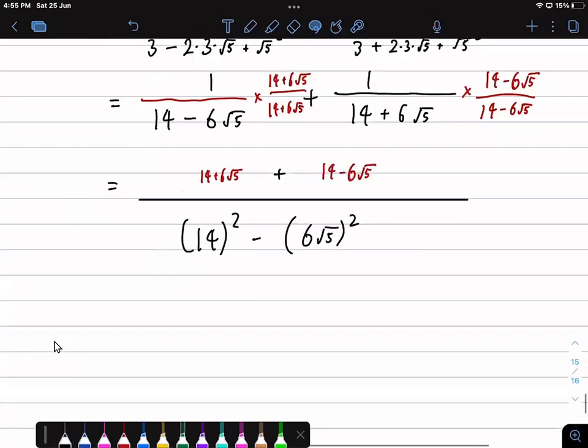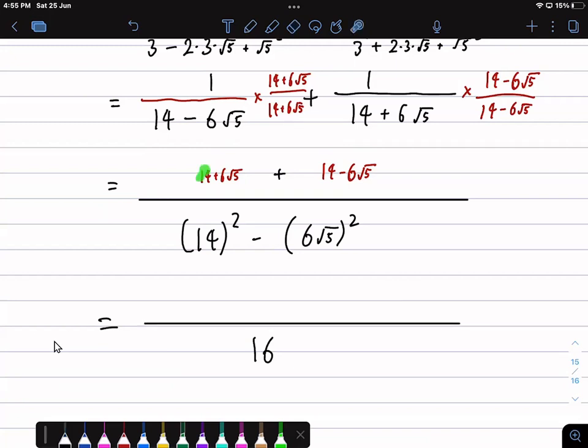Because 1 times this, you don't need to do anything. 1 times this, just left with the original. 1 times that, left with that. Okay, simplify the denominator. I'll just use a calculator straight away: 14 squared minus (6 root 5) squared. I will get 16. Is that clear, how I got the 16?